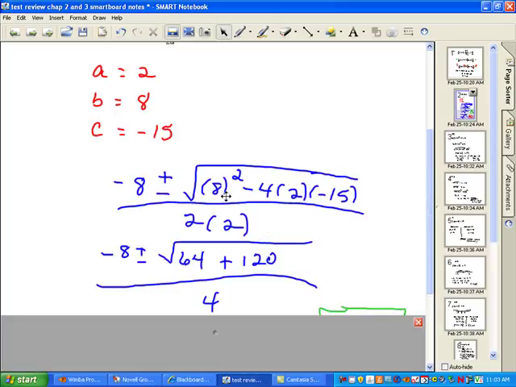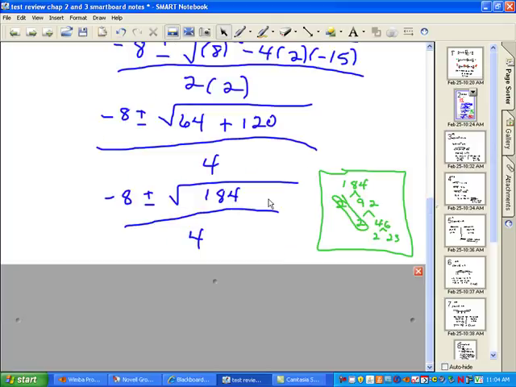Notice we do our math here, and inside the radical, we have 64 plus 120, which will be a positive number. If the number inside the radical is a negative, you can stop and say no real solution. That means that the solutions would be imaginary. If it's positive, we will have 2 real solutions. If it's a 0, we will end up with just 1 solution. So right now we're going to have 2 real solutions. So we have to do our math now.